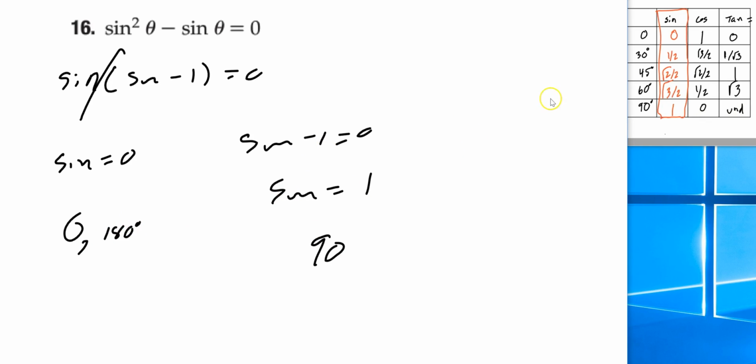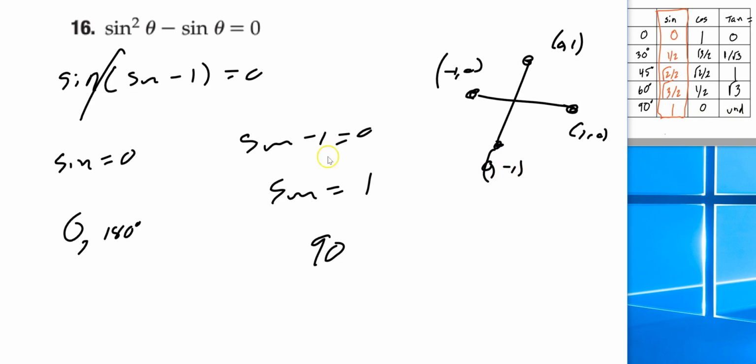If you're doing a triangle method, you have to keep in mind where sine equals 0 and 1. It's one of these points here. It'll always be one of those points. So 1, 0, 0, 1, negative 1, 0, 0, negative 1. That's how you do it by triangles. So you have your answers. Where does sine equal 0? Right here and right here, 0 and 180. Where does sine equal 1? Right there at 90. That's the idea.